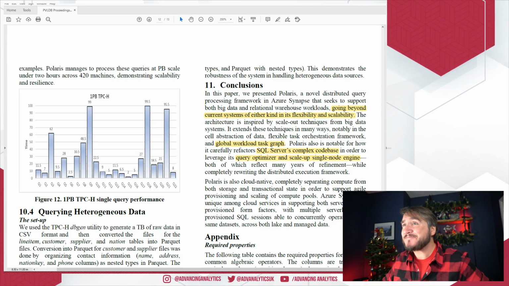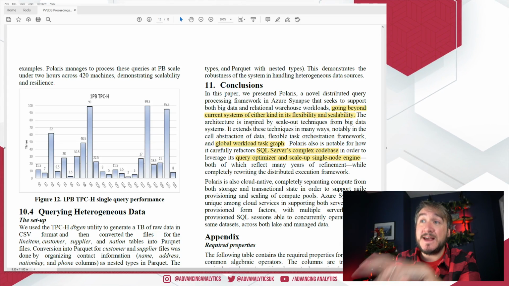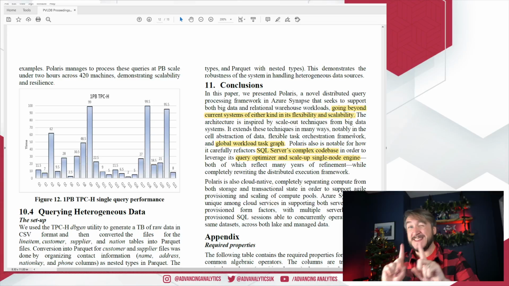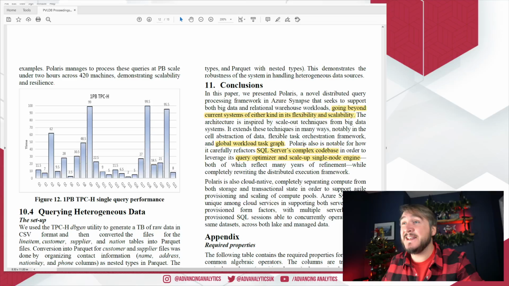Maybe I'm being mean. Okay, and then having a look at other stuff, so yes, the workload task graph and the fact that it's global across everything going on that service is kind of insane.